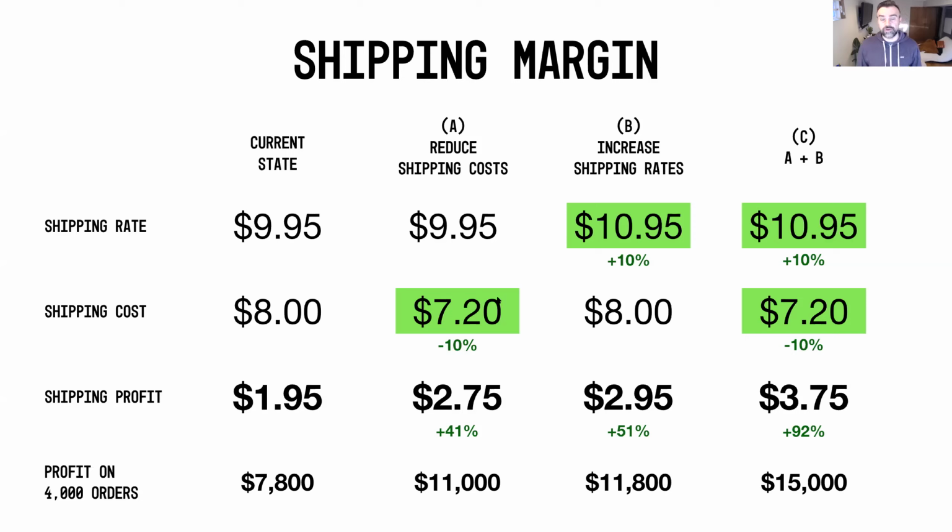Then we played through a few different scenarios: if you reduce the shipping costs, what that could look like and how you could increase the margin there, or if you increase the shipping rate, what you charge to the customer, and then we finally looked at what the two look like combined. In this scenario, you're charging $10.95, or 10% more than the $9.95, and you're also reducing your $8 to $7.20. That's possible by, as we talked about, trying to negotiate with your shipping provider, or perhaps looking at a different provider altogether.